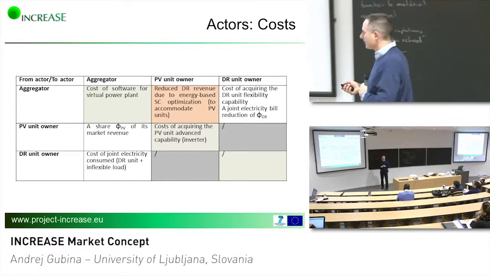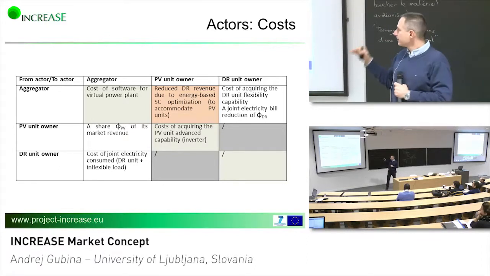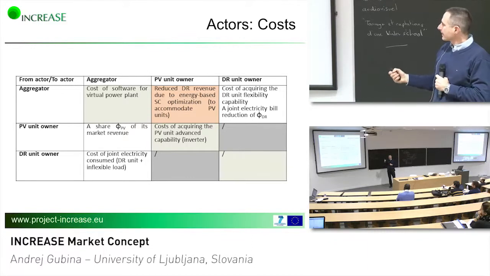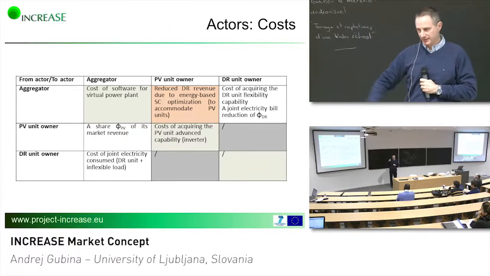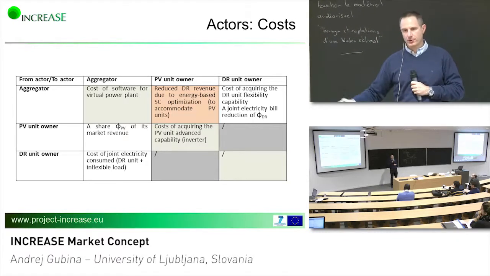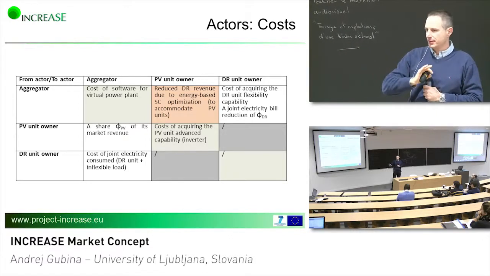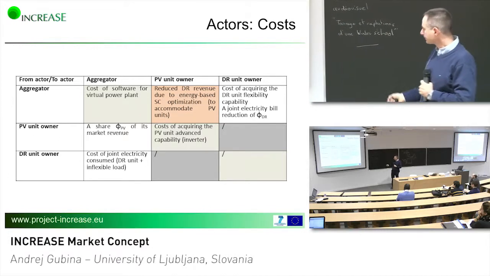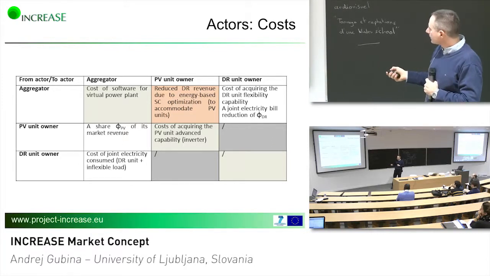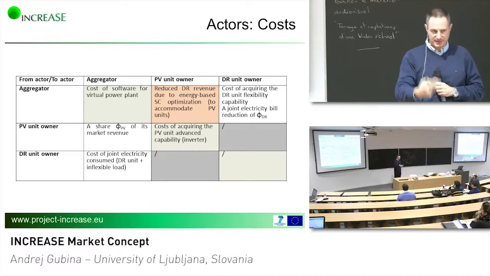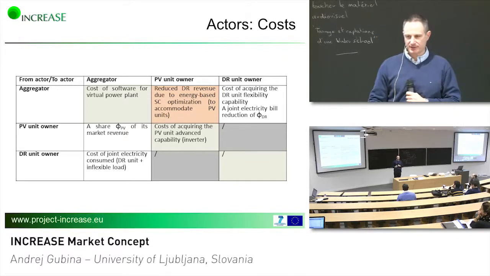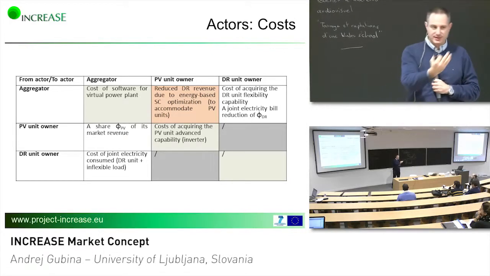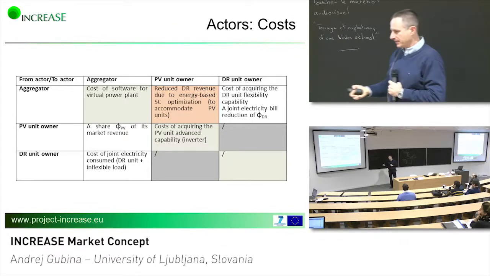So what does this cost? The aggregator has to pay for its software. It's from this actor to this actor. So we said, okay, demand response unit owners participate in the increased scheme, but for this they get a 10% reduction, X percent reduction, on all their consumption. So demand response owners have to pay for DR unit consumption, but also for their regular consumption. And the PV unit owners pay for the scheduling service to the aggregator Y percent of their market-based revenue. So the aggregator provides them access to the markets, sells their energy, and that's why he gets some cut in this market income.